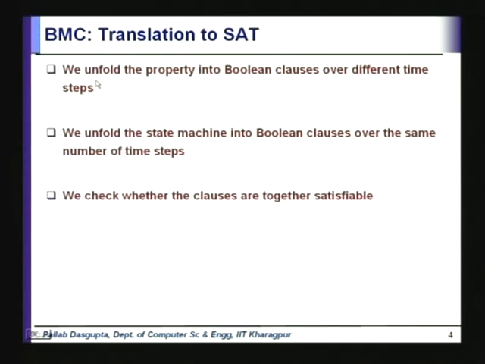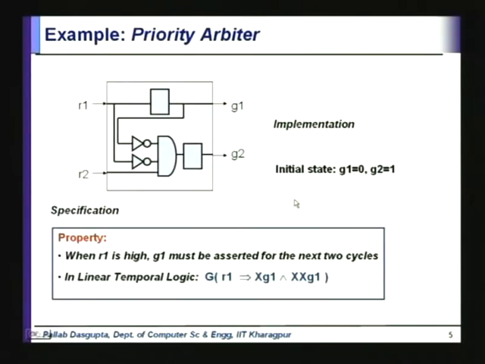What we do is unfold the property into Boolean clauses over different time steps. I will show a procedure for doing that. We unfold the state machine into Boolean clauses over the same number of time steps, and we check whether the clauses are together satisfiable or unsatisfiable. Right. So, let us start with an example first, and then we will go into the formal procedure.